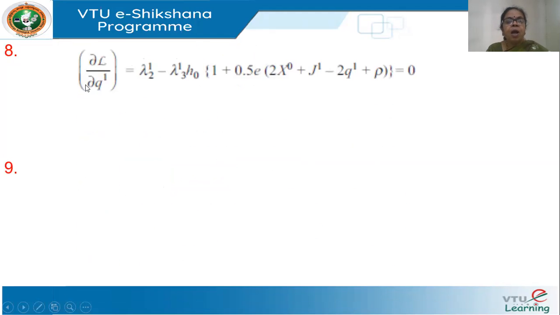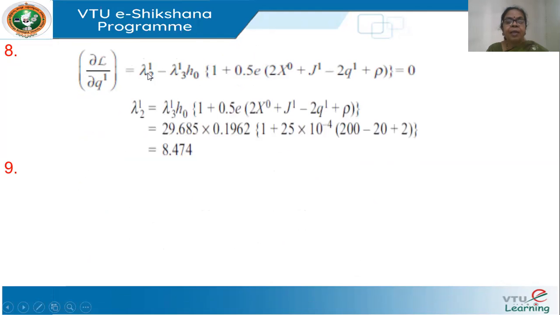Next, I find the derivative with respect to Q1, and from this I have to find lambda 2 of 1. Q1, remember, is a dependent variable, so I substitute for this. All the values are known, right? Substituting, I get lambda 2 of 1 is 8.474.